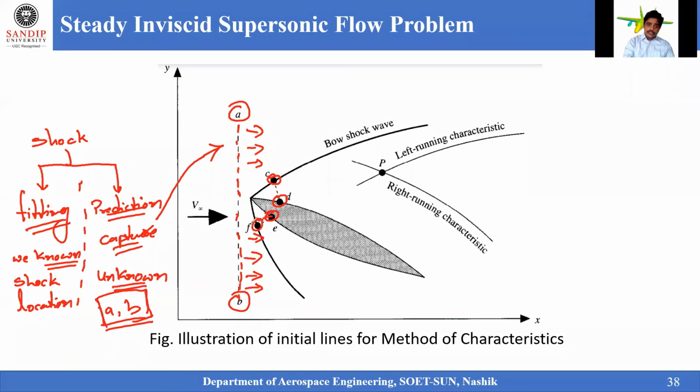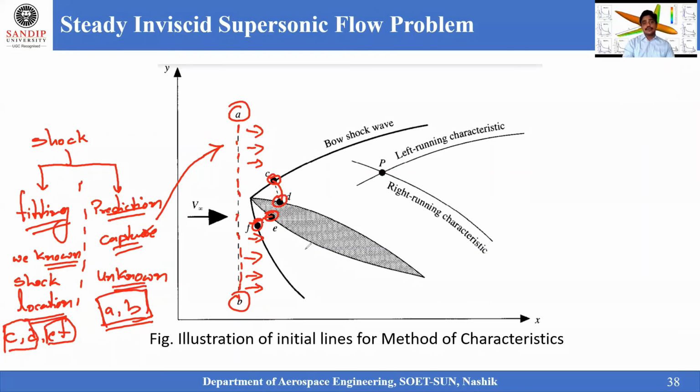If that location is known to me only, then I can go with a shock fitting approach. That means in this case, I should know CD and EF. So I should know where CD is located and where EF is located. Then only I can go with this approach: shock fitting and the shock prediction approach.